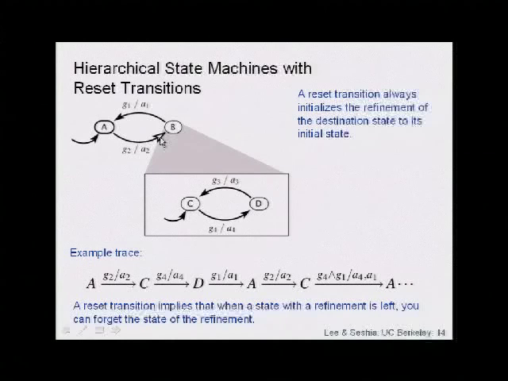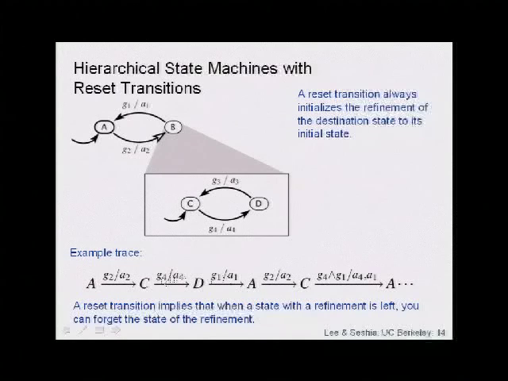in notation-wise, we use this slightly different arrow to indicate that. Okay, what this arrow says is, when I go from A to B, whenever I enter B, I'm going to start in state C, no matter what state I left it in. Okay, so this is like when I execute the refinement of B, I'm always going to reset that state machine back to the initial state.